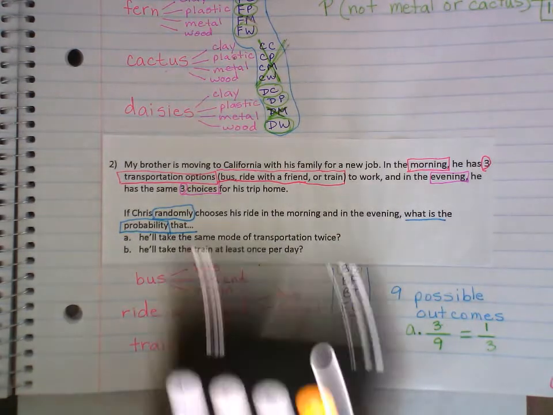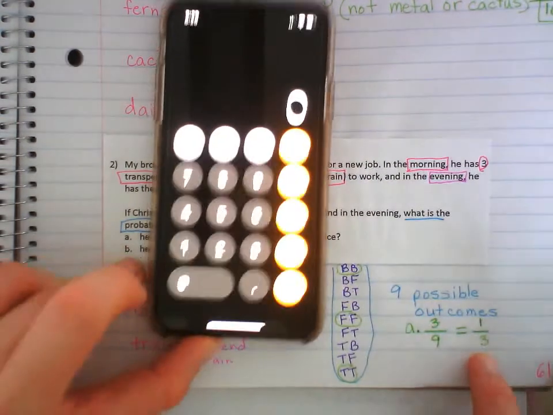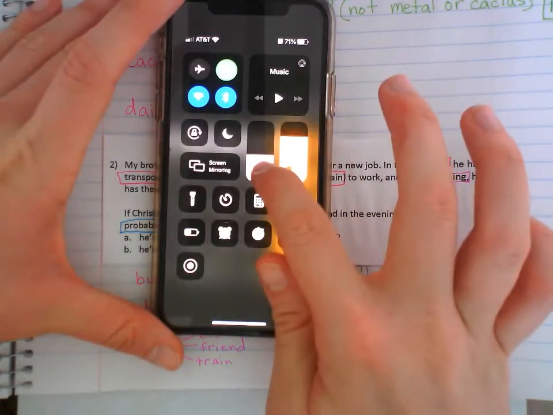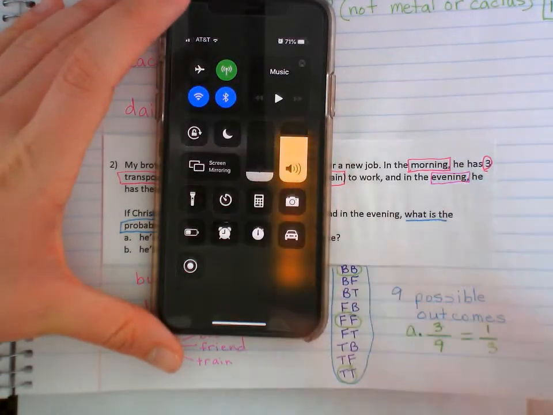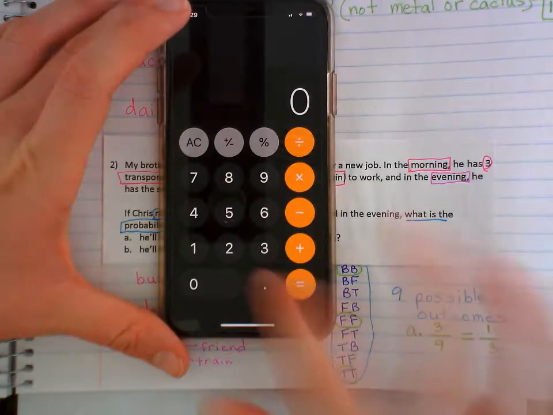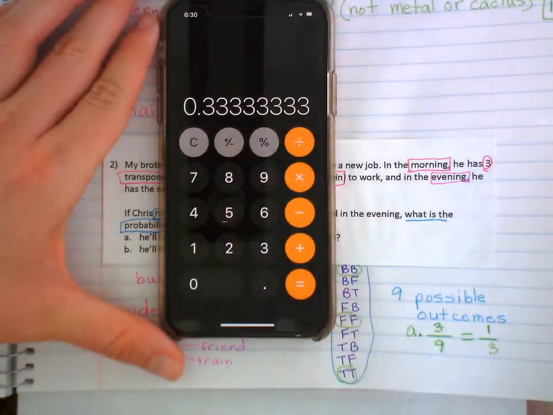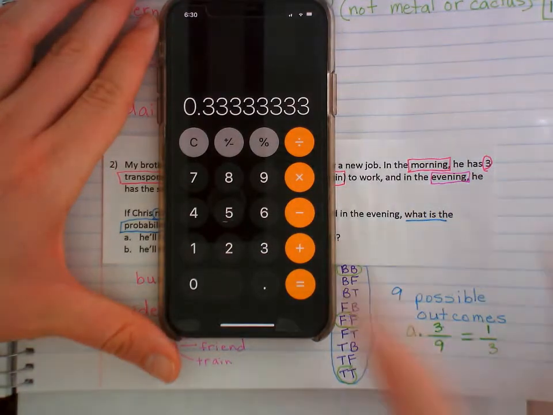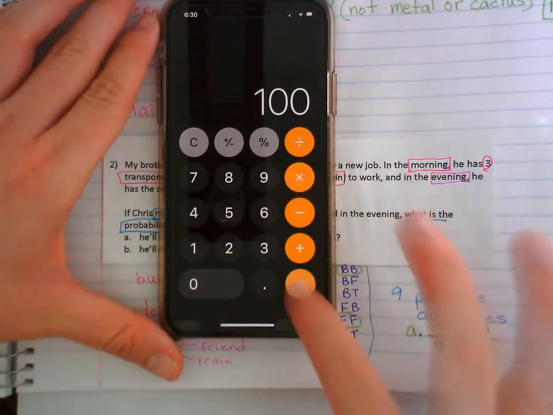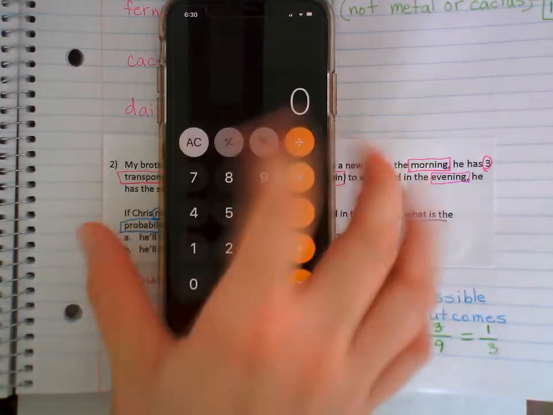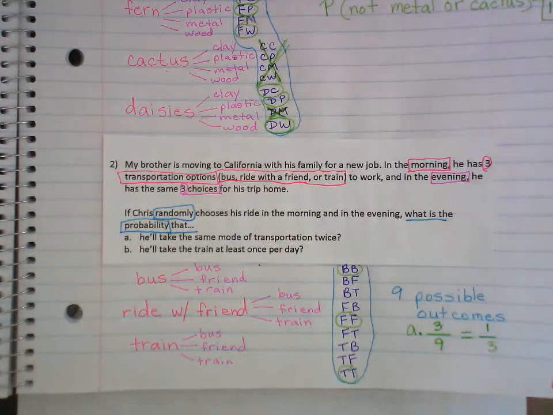I mean, of course, you can always do, let me turn that down a little bit. Of course, you can always do 3 divided by 9 or 1 divided by 3, and just say it's 0.33 for the probability, or times it by 100 and say it's a 33.3% chance. I just like to leave it as a fraction. It's the easiest, it's the most accurate in my opinion.